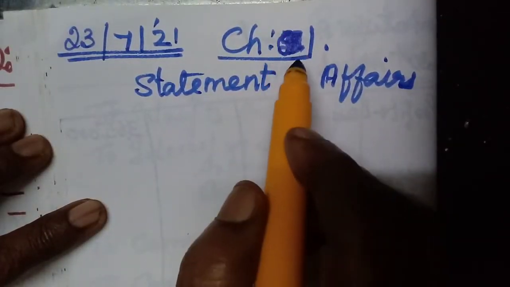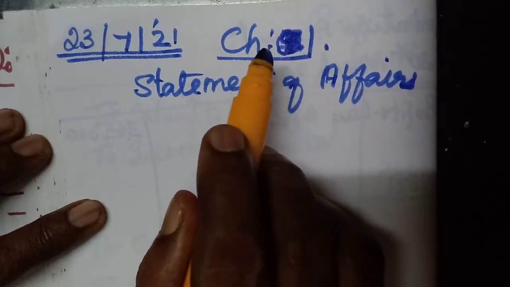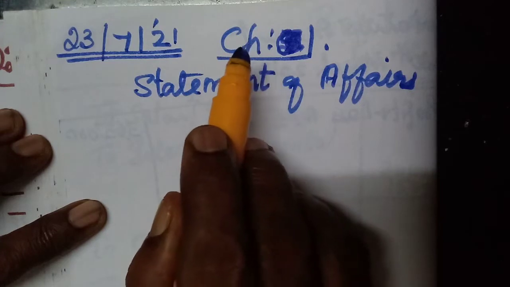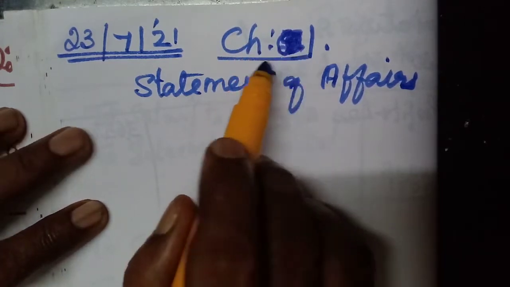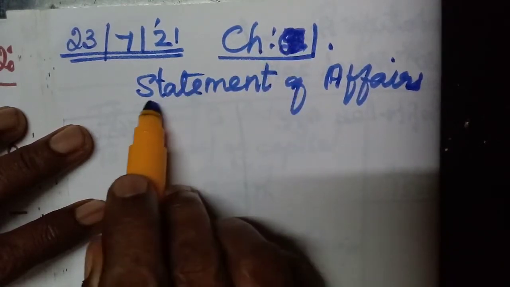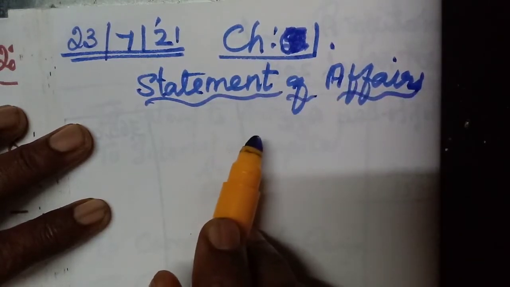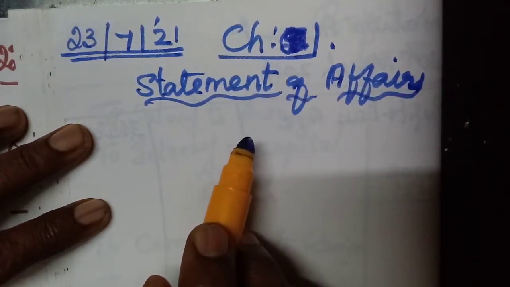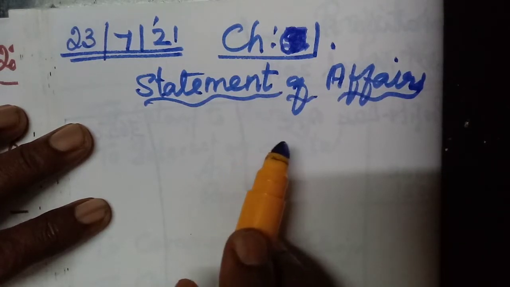We have completed 3 chapters, isn't it? Now, I am going to teach you the deleted portion. That means what we have omitted without teaching in the beginning. In the first chapter, we have omitted this heading: statement of affairs. We have learned how to calculate the profit or loss made by the incomplete records.